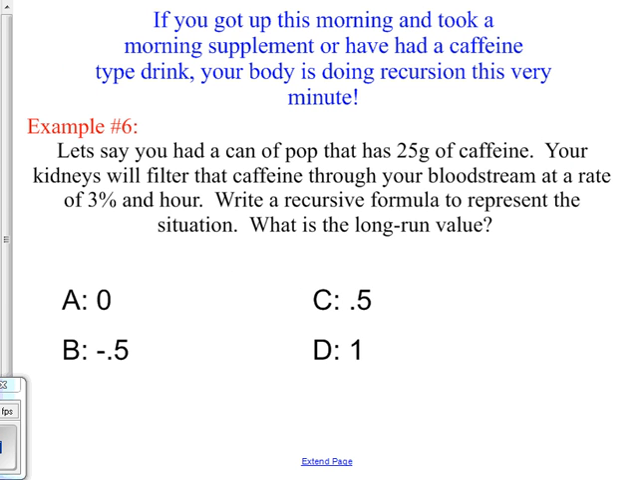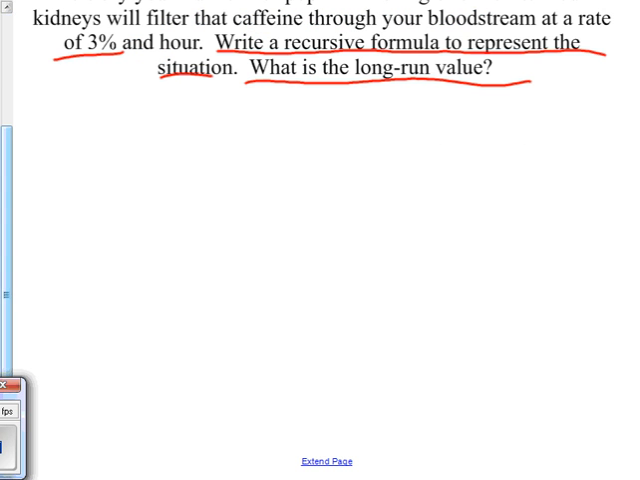Our next piece here is going to be another example of a long run value. So let's say you had a can of pop that's 25 grams of caffeine. Your kidneys will filter out that caffeine through your bloodstream at a rate of 3%. So it's taking out 3% of the caffeine. Write a recursive formula to represent the situation and find the long run value. Why don't you take a second and take a look at that.